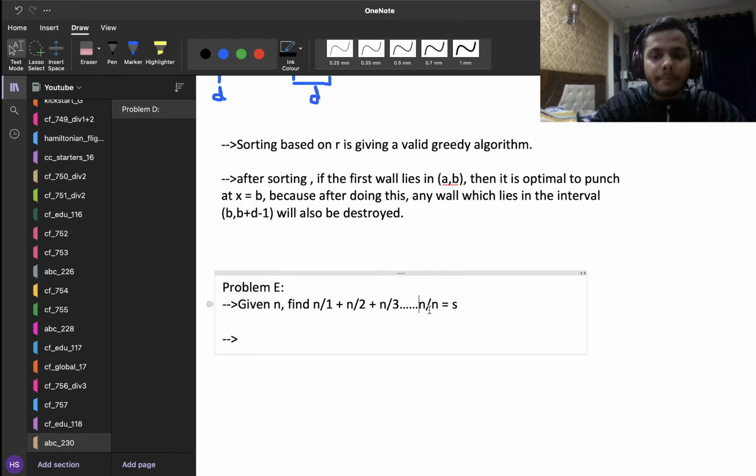here, that n upon i, so we need to find the summation of n upon i, right? So we need to find, for all i, the sum of n upon i. That is what we need to find. So the first observation is that n by i obviously lies between 1 to n, right?